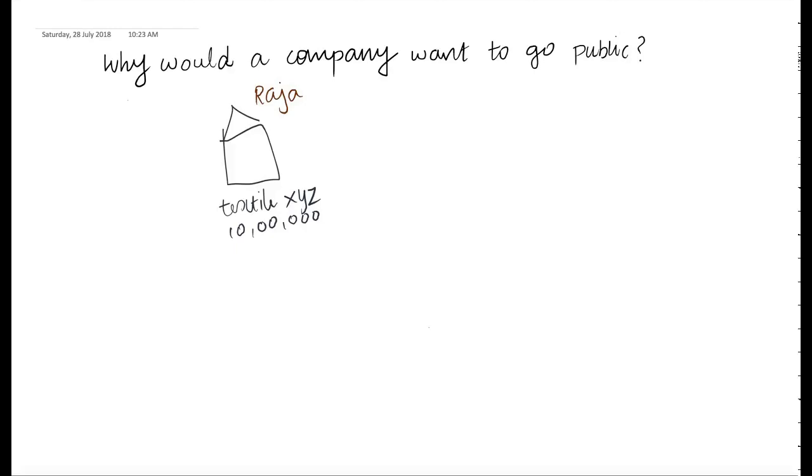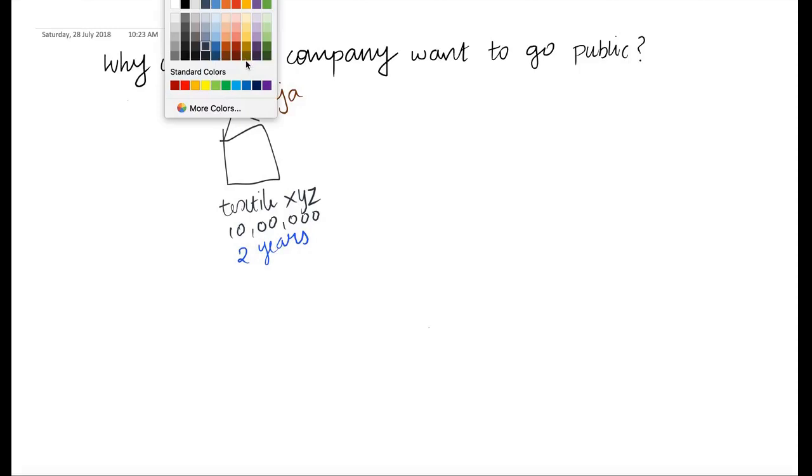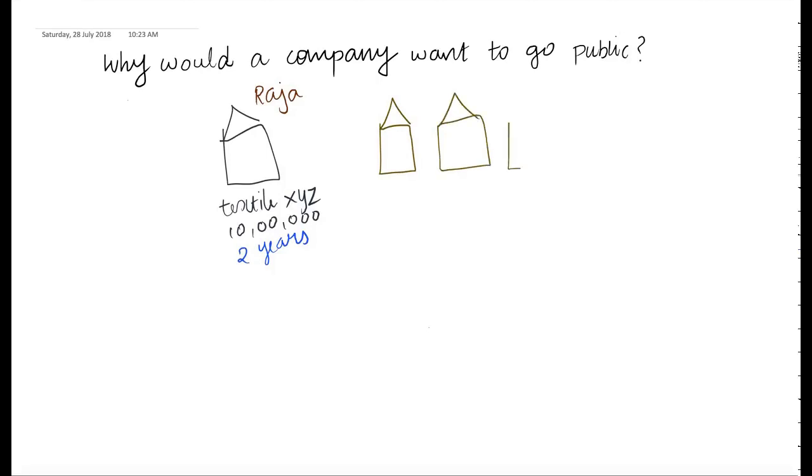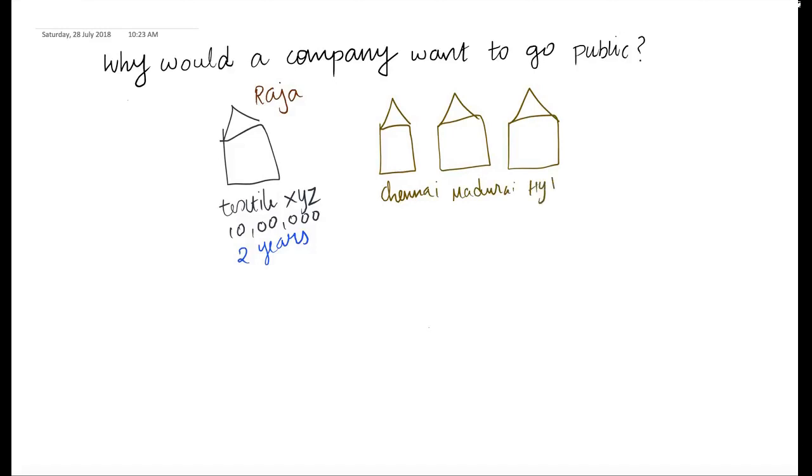For 2 years, the company was going at a good pace, and for the next 2 years, the company showed good revenue. Then he decided to expand this company to various cities in India, for example Chennai, Madurai, and then Hyderabad. For that he needed big funds, huge funds.